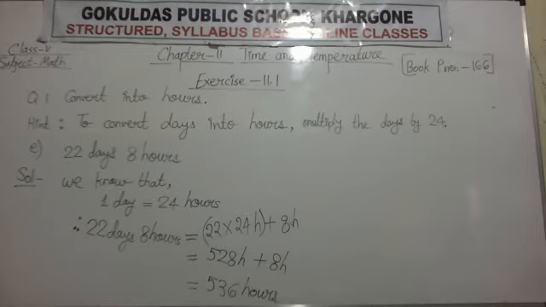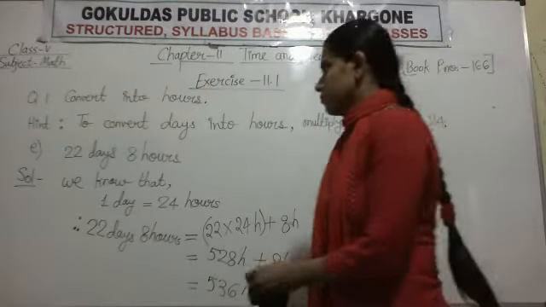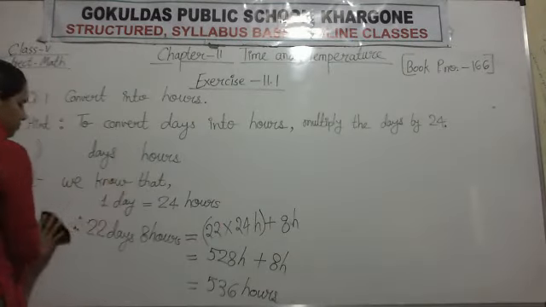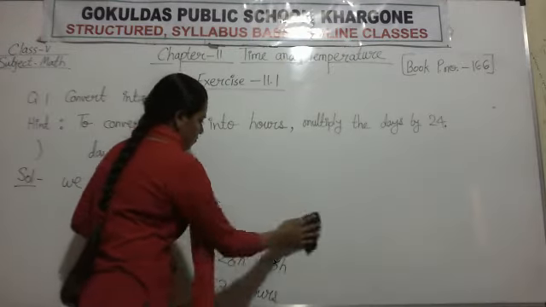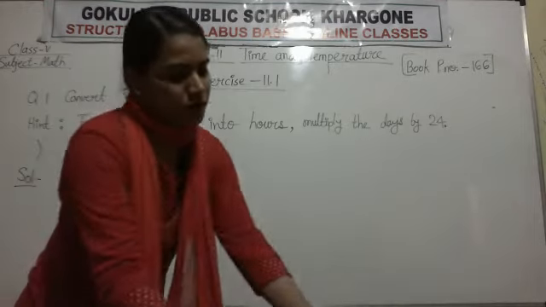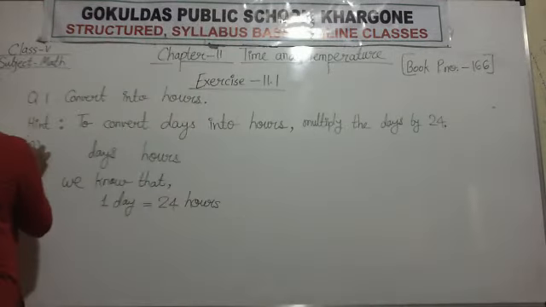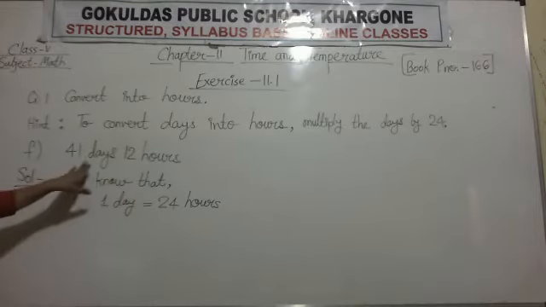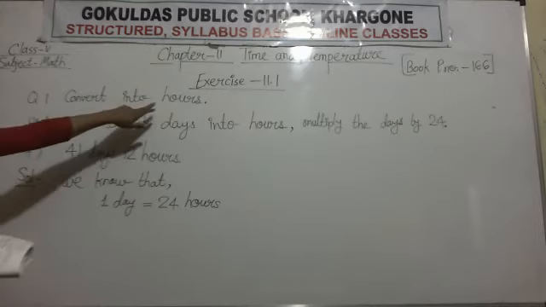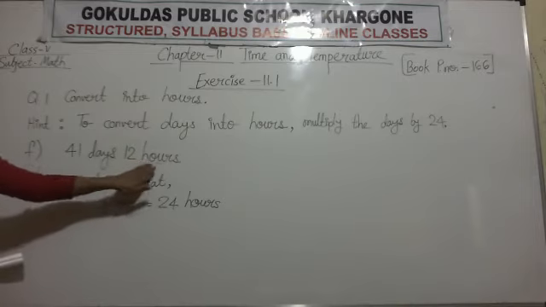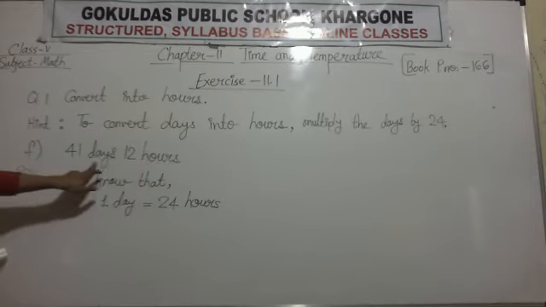Now question number F. Question number F is, how many days given? 41 days, 12 hours given. We want to convert 41 days, 12 hours into hours. Because 12 hours is already in hours, there is no need to convert it. We will only convert 41 days.